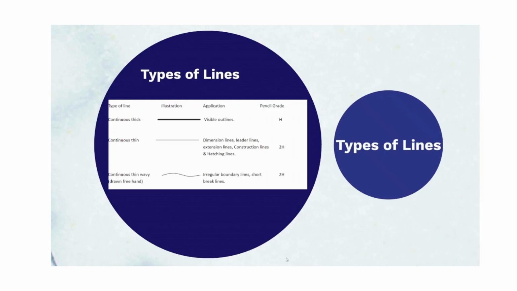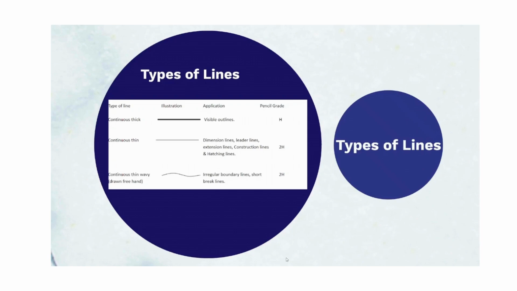So kindly keep in your mind that the borders and visible outlines are a continuous thick line, so we should have the H pencil for the border. It's very simple: H is thick. So high, thick, high. We are using H for the thick borders.